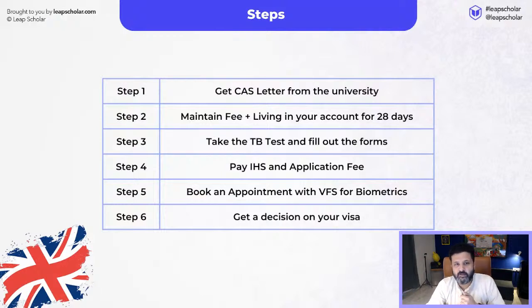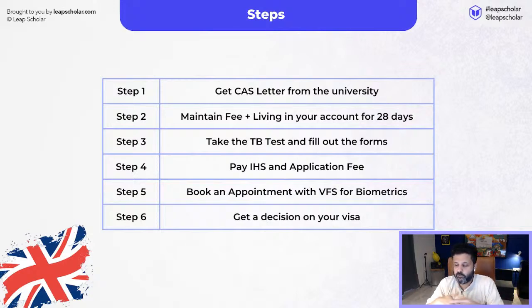So step one, you have to get the CAS letter from your university. CAS is basically your confirmation of acceptance for studies. Once you get your unconditional offer letter, you have to pay a deposit and the university will issue you a CAS letter. CAS is basically a 14-digit number which tells the High Commission that you have received a place at the university and you've paid your deposit, and it will also list down your conditions.